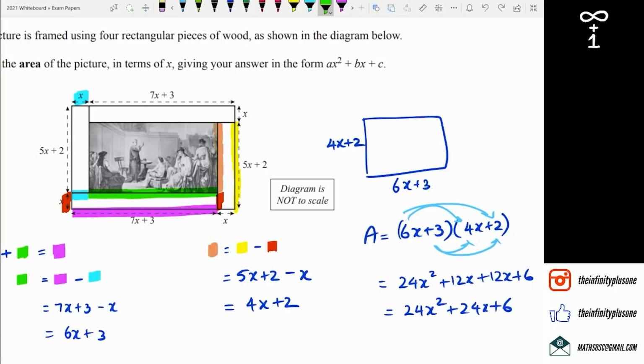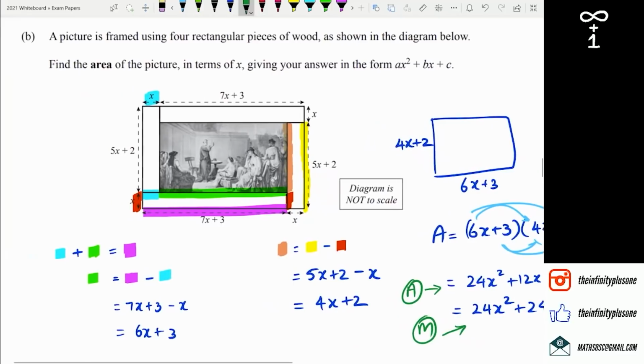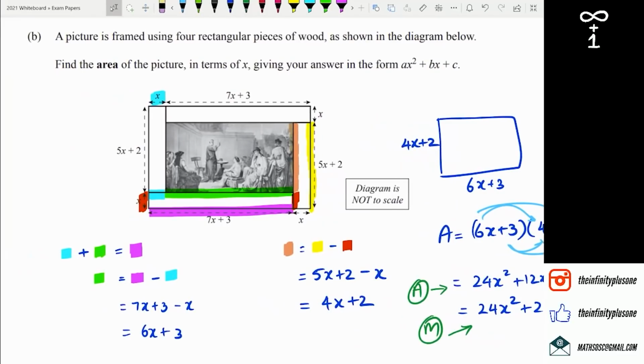So if you just leave your answer up to here, as I said to you, you're only going to get an achieved. But if you finish the answer off, you are going to get a merit for this. So please just get into the habit of simplifying that answer. Forming a correct expression for the area of the picture also gets you an achieved. So that's doing this part also gets you an achieved. All right, so let's go to the next question.